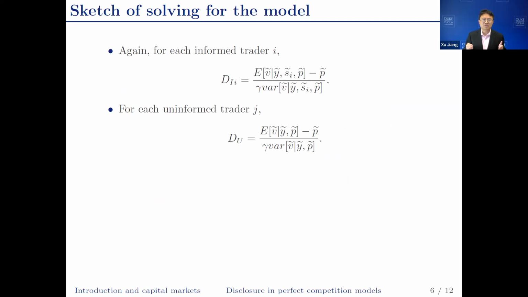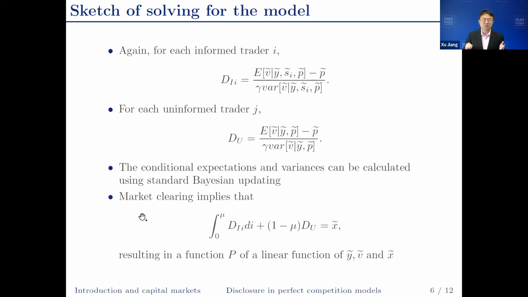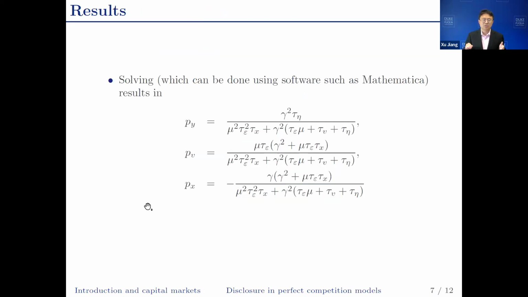Relative to Grossman and Stiglitz, here each trader has one more piece of information, Y, which means that the Bayesian updating becomes more complicated, but the calculation of the conditional expectations and variances still follows the same Bayesian updating procedure. And you get the demand for the informed trader and the uninformed trader. And then the market clearing condition: the aggregate demand equals supply. That results in a linear function P. And matching coefficients would solve for the equilibrium Py, Pv, and Px. Those are the solutions. This can be done using Mathematica.